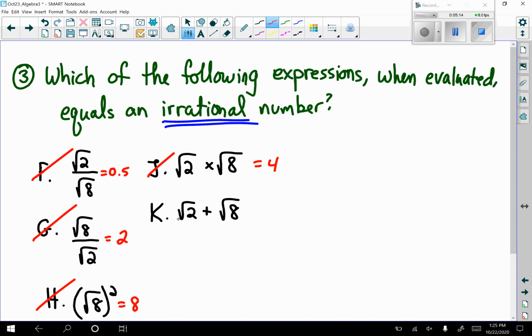However, for K, if we add square root of 2 plus the square root of 8, we get 4.2426407, and it just keeps going. So it's this one. There's no way to simplify this. We're adding one irrational number to another, which is going to equal an irrational number. So it is K.